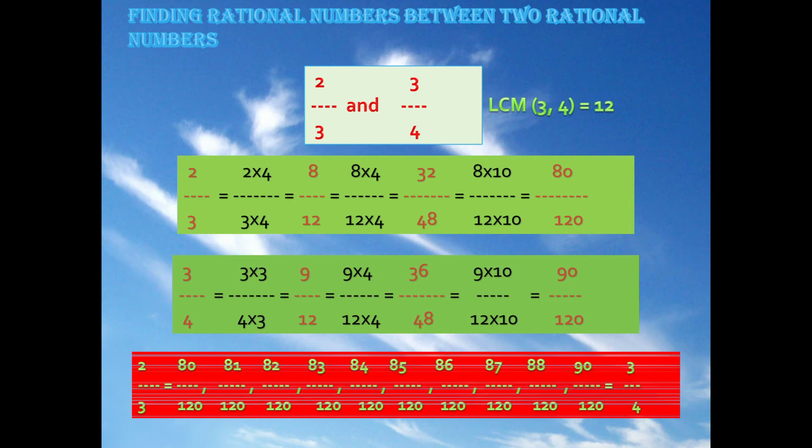Now, which rational numbers are present in between 80 and 90? We have to write those numbers with the same denominator. So 81 by 120, 82 by 120 up to 89 by 120 we can write, and all these rational numbers are present in between 2 by 3 and 3 by 4.